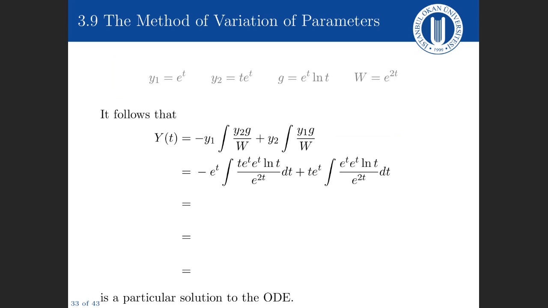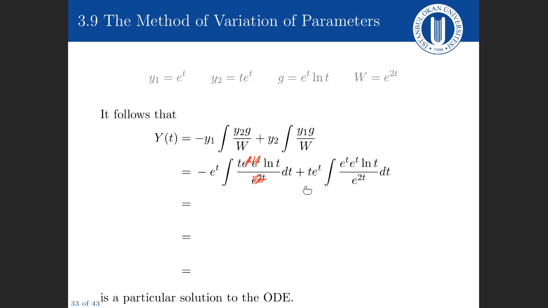So here we go. Capital Y must be minus e to the power t, integral of t e to the power t, e to the power t ln t, divided by e to the power 2t. Straight away we can see some of these terms are going to cancel. We have e to the 2t on the top and e to the 2t on the bottom.